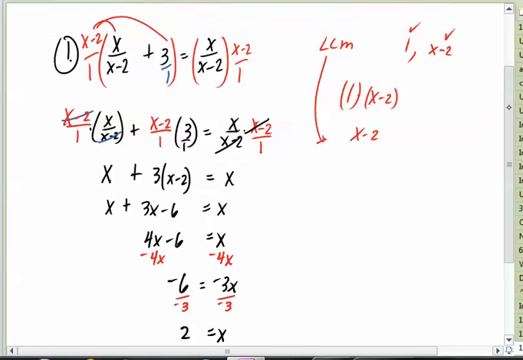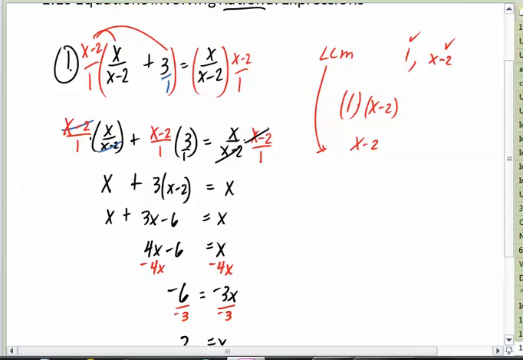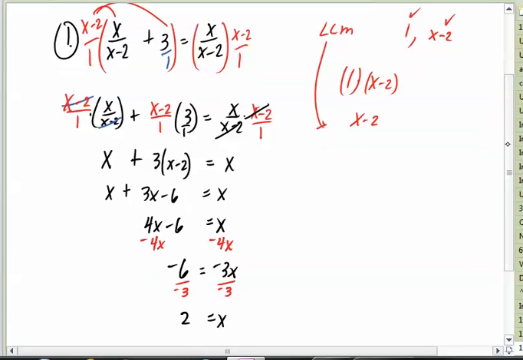Now, you remember what we said at the first? I'm going to double check this, right? If I plug this back into the original problem, the x value needs to be a 2. So it appears that the solution is 2. However, when I plug a 2 back in, I'm going to have an undefined situation, meaning it's 0 in the denominator. So guess what that means?